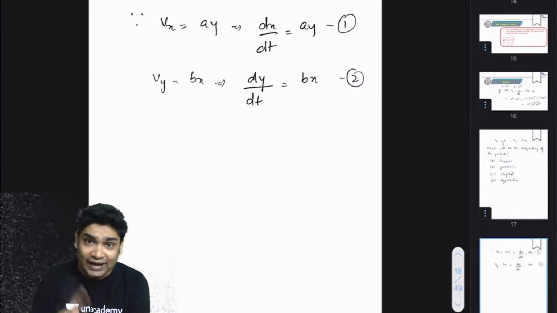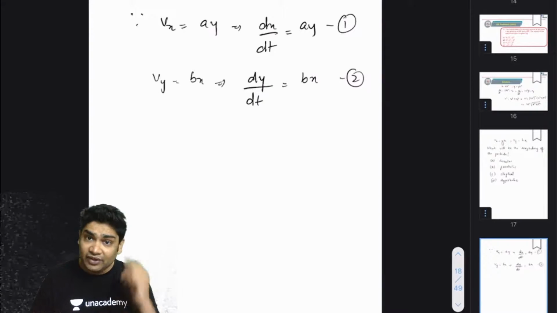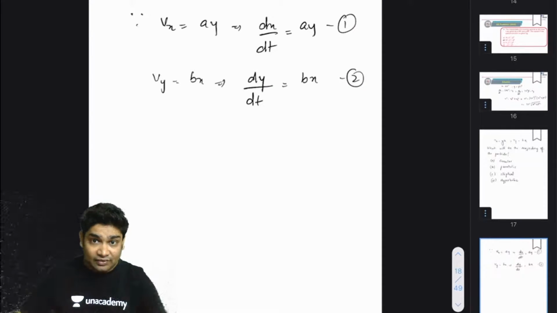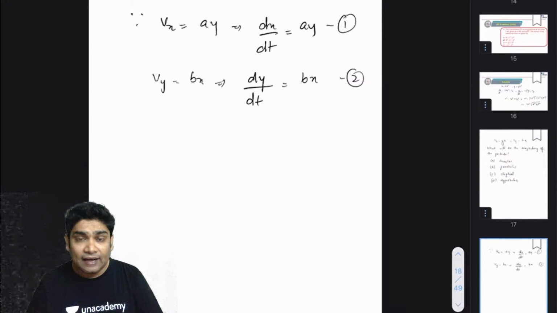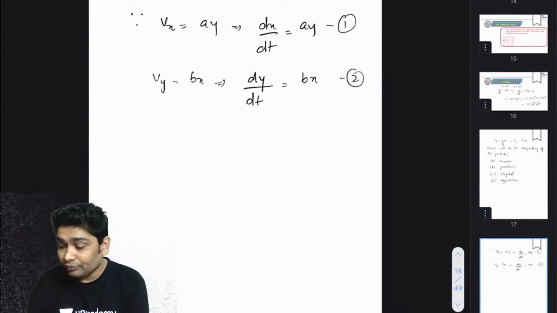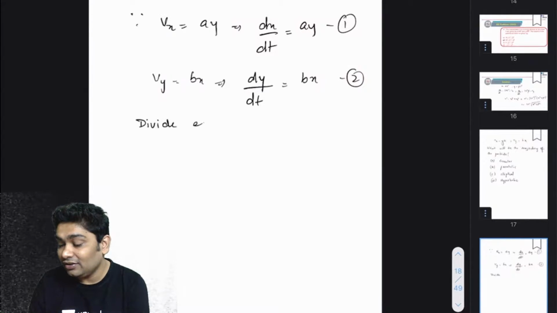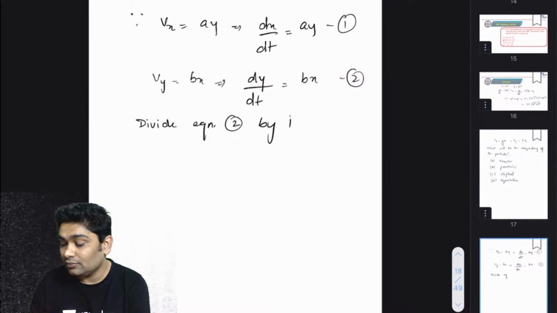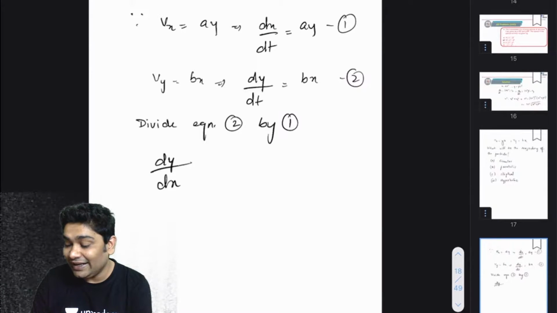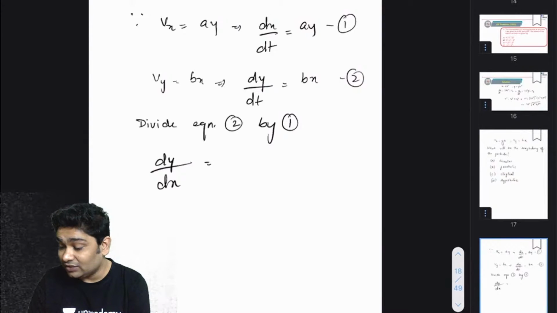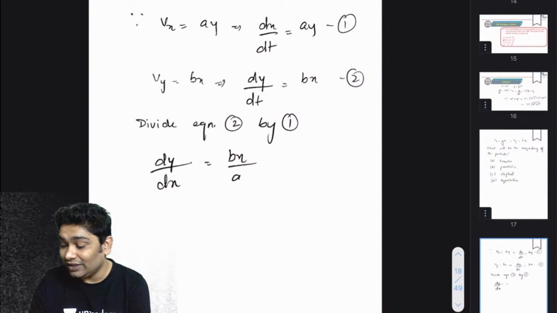Now, all you need to do is divide these two. You want to find a relation between x and y. So there we have three variables x, y, and t. So I want to eliminate t and find an equation between y and x. So divide equation 2 by 1. That's it. Now let's see what you get. Now you have dy over dx and this will be bx over ay.